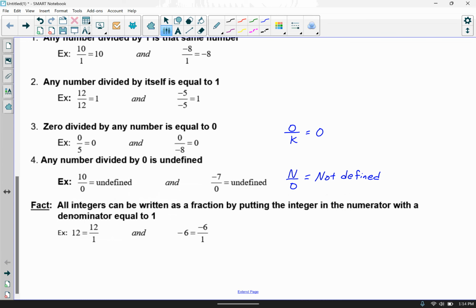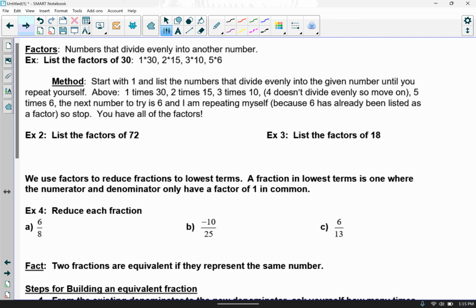All right. And then a fact down below, any integer can be written as a fraction by putting that integer in the numerator with the denominator equal to 1. So in other words, another way of writing 12 is equivalent to saying 12 over 1. -6 is the same as -6 divided by 1. Because you think about it, -6 divided by 1, if you clean that up, that's still -6. That's going to be a useful technique for us in a few moments whenever we have to add and subtract and need a common denominator. All right, so I'm going to flip us on over to the next page.